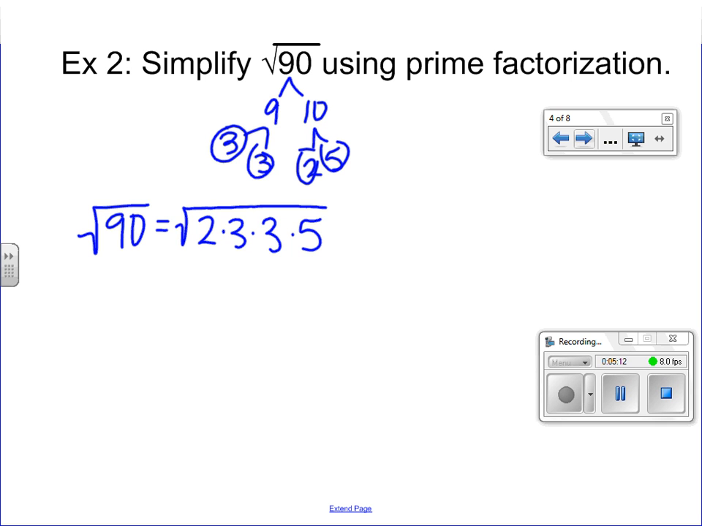Any doubles that I have, I can pull out as one of them. So I only have double 3's. That means my 3 is coming outside of the radical, and I'm left with radical 2 times radical 5, which is going to give me 3 radical 10, final answer.